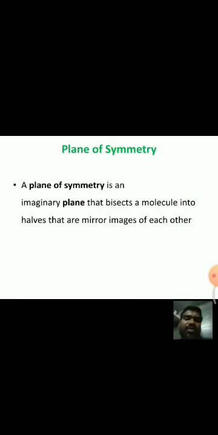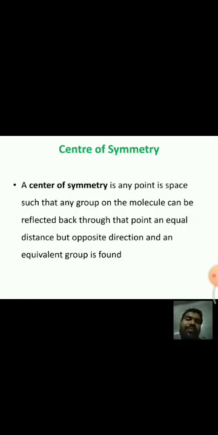Next, coming to plane of symmetry, that means a molecule is said to be having a plane of symmetry if there is an imaginary plane that bisects the molecule into 2 identical halves, or an imaginary plane that bisects the molecule into 2 halves that are mirror images of each other. See here, this molecule, if the red dotted line is an imaginary plane that divides the molecule into 2 identical halves, then this molecule is said to be having a plane of symmetry.